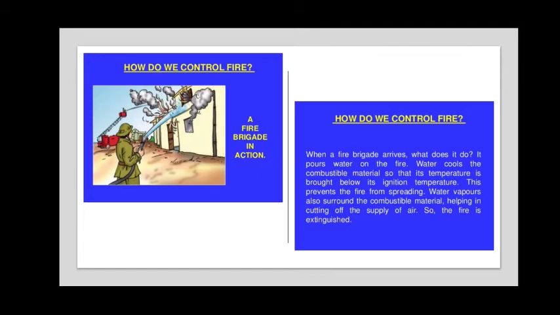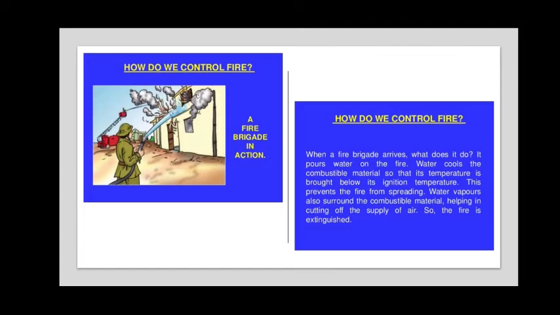So before going to the different measures to control fire, let us see what are the things we require for combustion. Already we have discussed. In this picture you can see there is a fire brigade, that is a fireman, usually what you will call. He has arrived, and what he is doing, he pours the water on the fire. What does this water do?